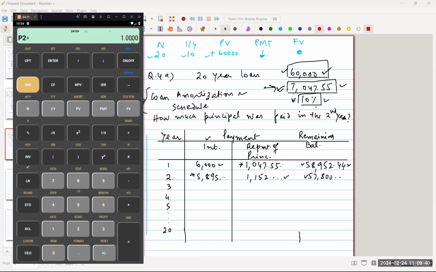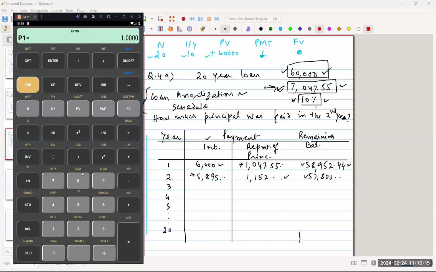So within the first time period, what all is happening, I can then begin to scroll and to find out. I can scroll and read out the balance remaining after the end of 1 year, 58,952. That's what we had written earlier in the table. We can scroll and read out the principal repaid, $1,047.55. That's what we had written earlier. Interest, 6,000. That's what we had written earlier. Scroll and you come back to P1 again, and you can then start working for another period.